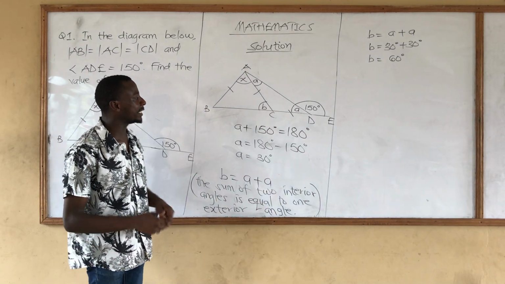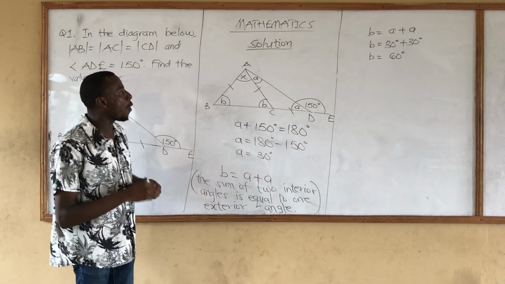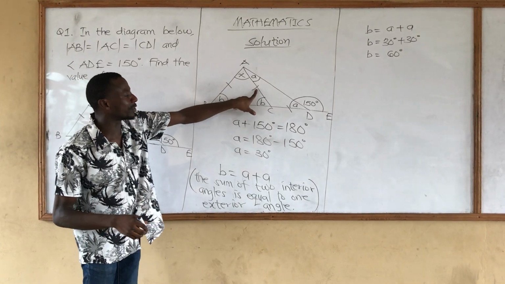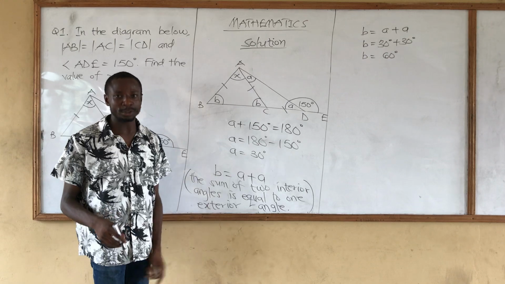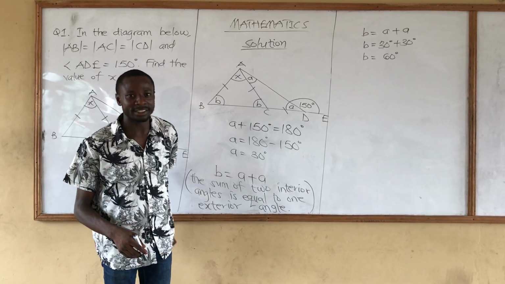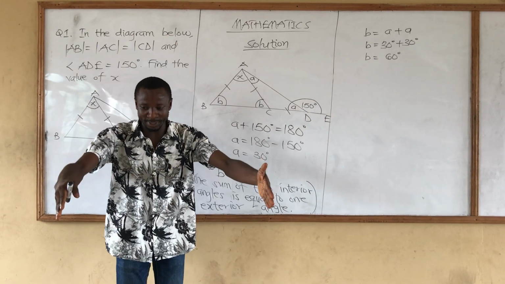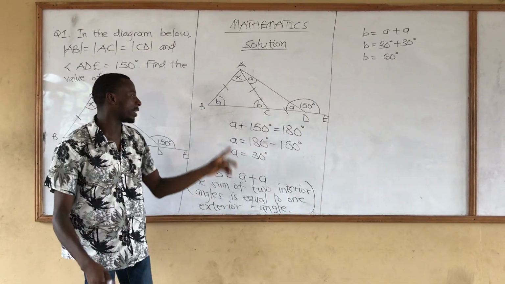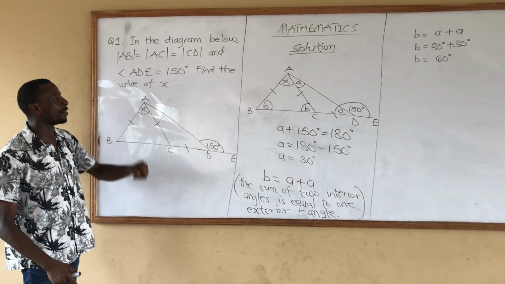Because this angle is B, definitely the angle here will also be B. Why? Because the line here is equal to this line, and triangle ABC is also an isosceles triangle. So anytime two sides are equal, the angles forming down there are equal. And the main question is to find the value of X.